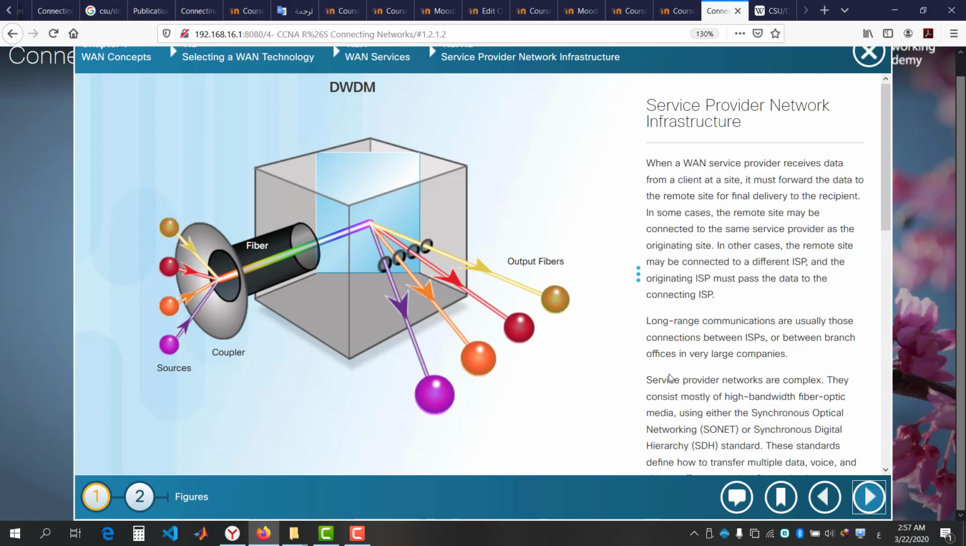Service Provider Network Infrastructure.